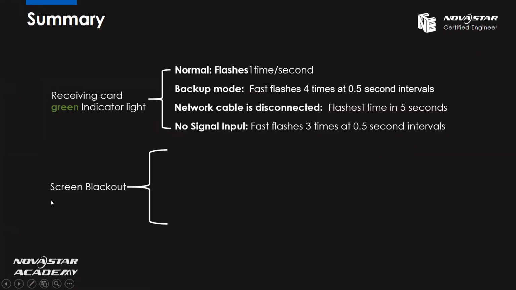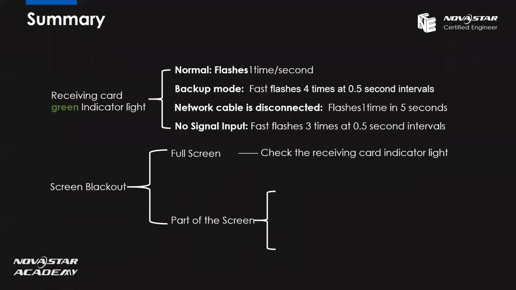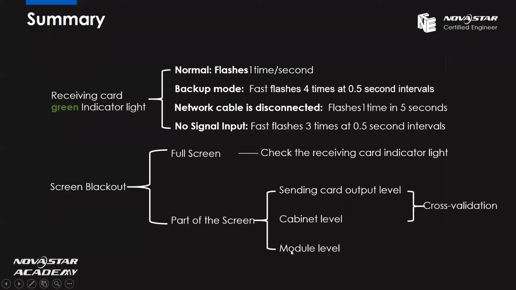And also, we learned the screen blackout issues. It can be divided into 2 situations. The first one is the full screen blackout issue, so we need to check the receiving card indicator lights first. And the second situation is part of the screen blackout. We check the sending card output level, cabinet level, and module level. So for these 2, we need to use cross-validation to check the problem.